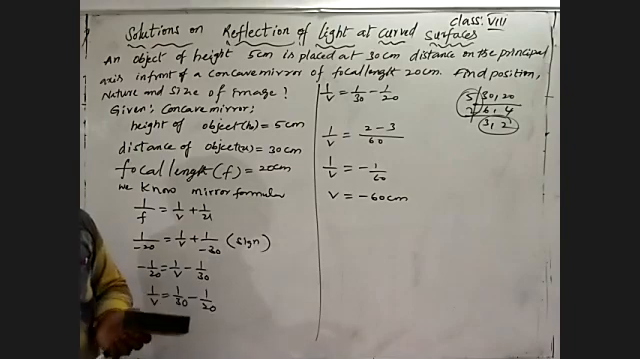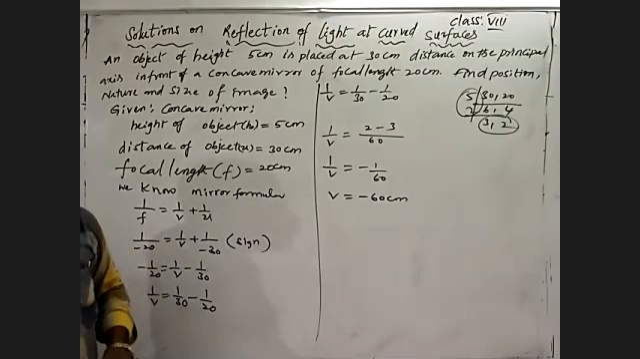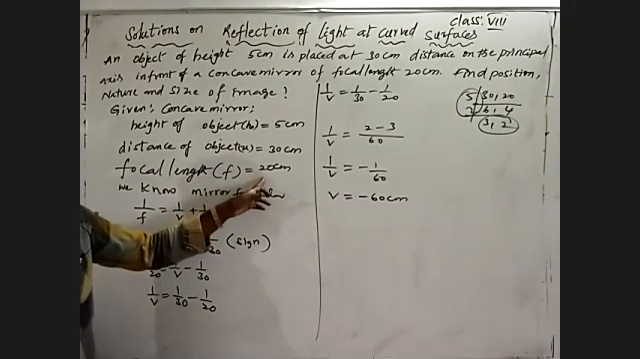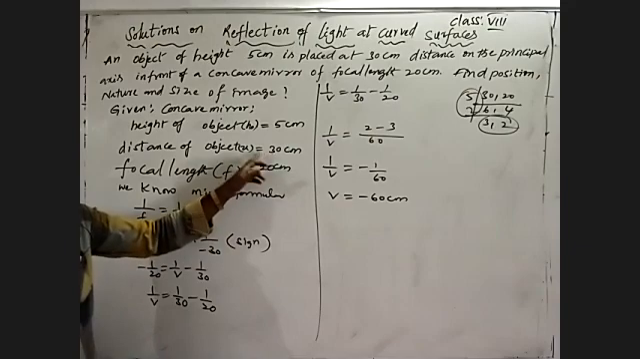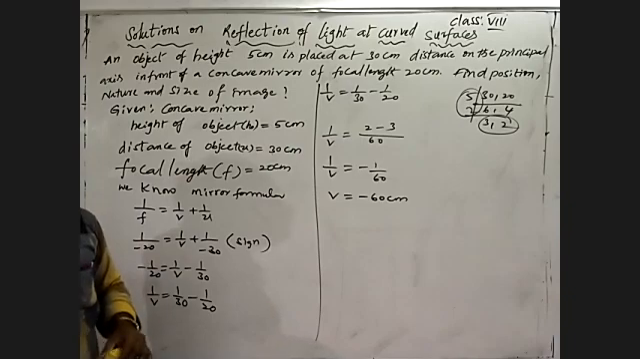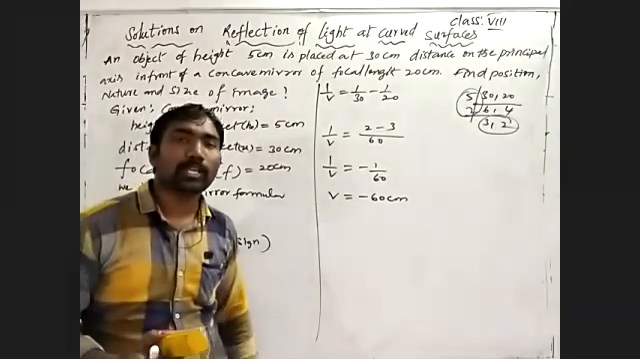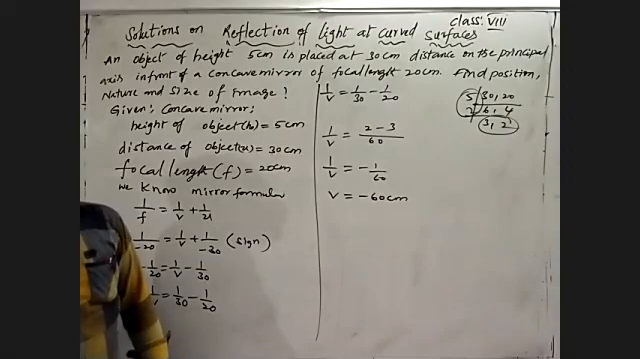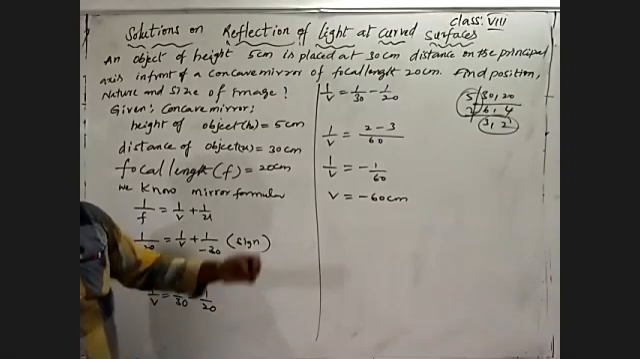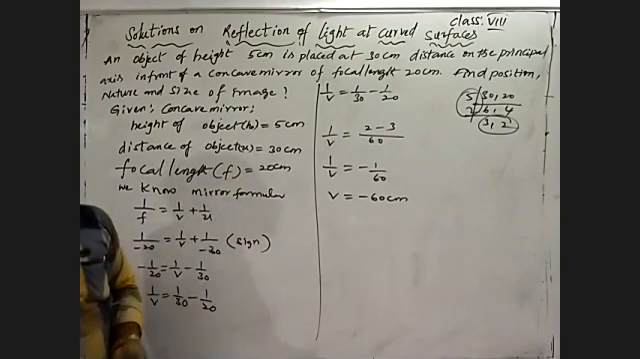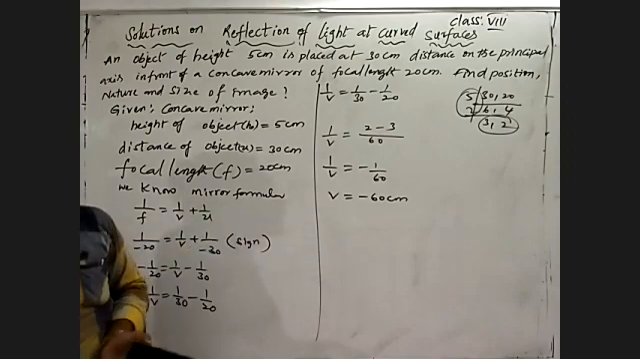Then what type of image is it? The focal length is 20, and the object is placed at 30, which means it is placed between the focus and the center of curvature. If the object is placed between the focus and center of curvature, the image should form beyond the center of curvature. So it should be more than 40: 20 is the focal length, the radius of curvature is 40, so the image is beyond the center of curvature.